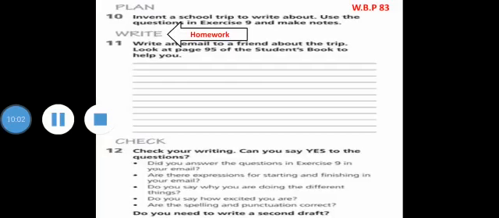Now, let's move to your homework, and it is question number 11. Write an email to a friend about the trip. Look at page 95 of the student's book to help you. Invent a school trip to write about. Use the questions in exercise 9 and make notes. Then you are going to make notes about a school trip. Then you are going to write an email to your friend about this trip. Do not forget your homework, my superheroes.